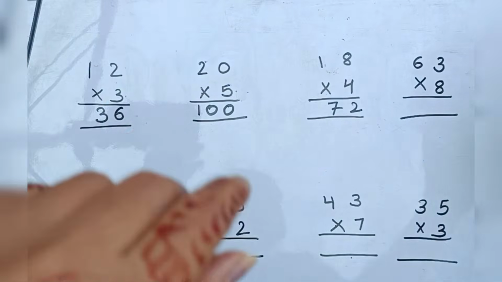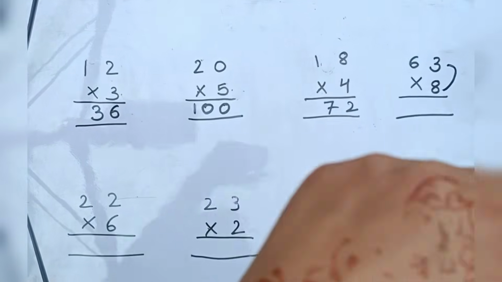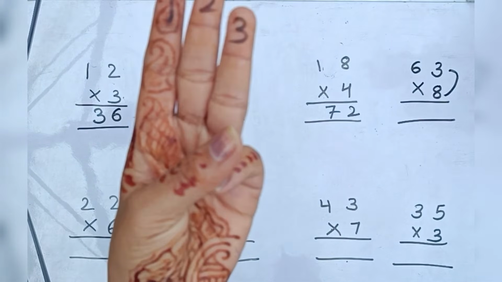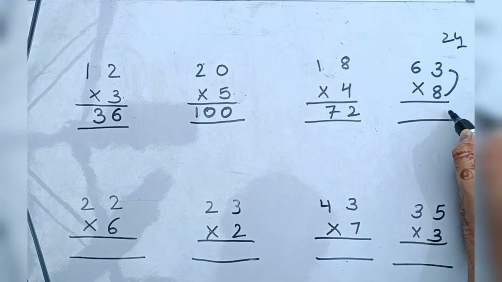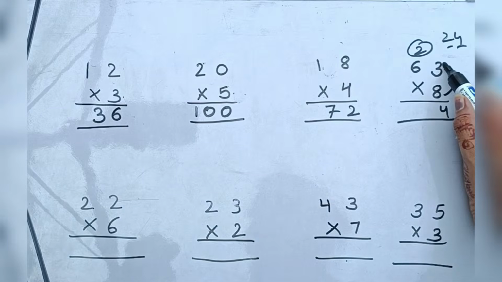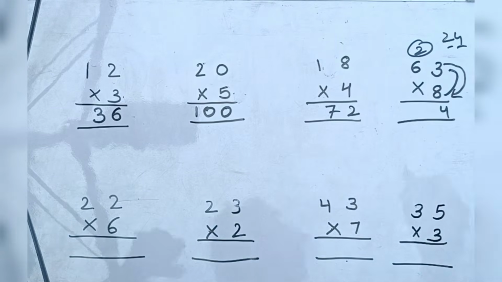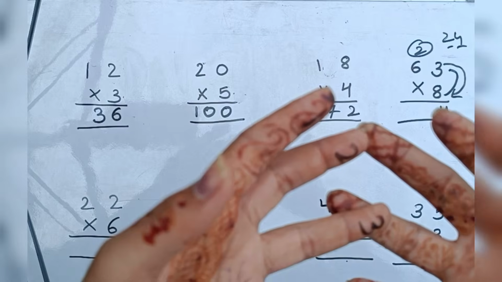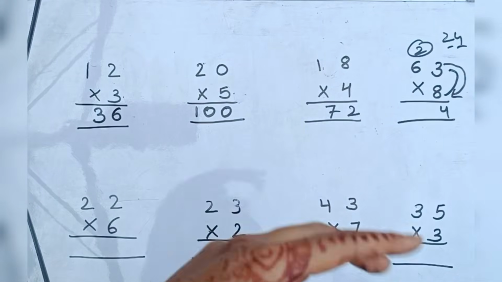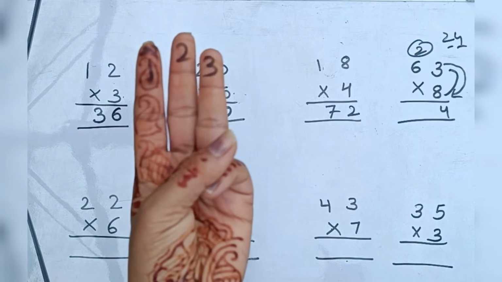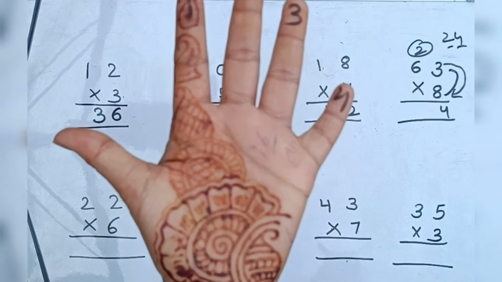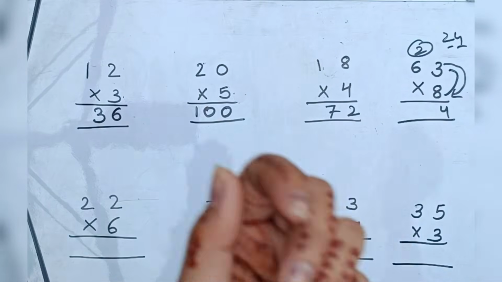Now in this question, 8 3s are, 8 1s are 8, 8 2s are 16, 8 3s are 24. 4 here, 2 as a carry. We can also multiply 3 up to 8, but it will take more time. 8 6s are, 8 1s are 8, 8 2s are 16, 8 3s are 24, 8 4s are 32, 8 5s are 40, 8 6s are 48.